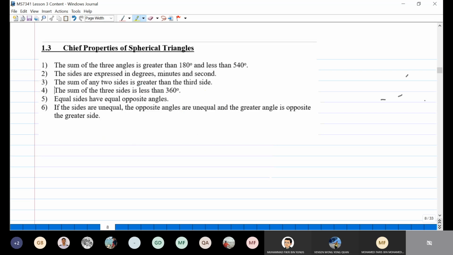So let's look at the properties of a spherical triangle. This is just a quick review. If you have a plane triangle, remember, a plane triangle is very special. If you draw a plane triangle, let's say in a plane, a triangle ABC, straight line.